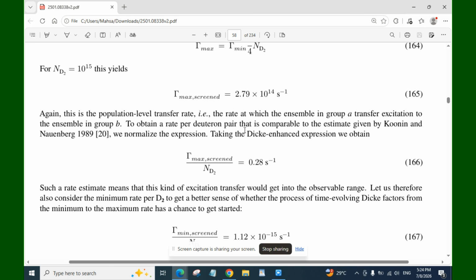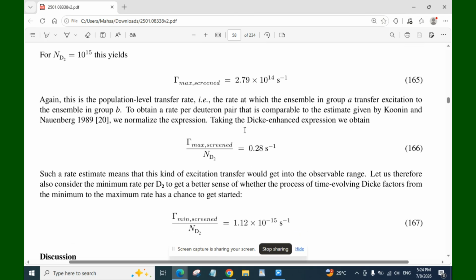For example, the rate at which ensemble group A transfers excitation to ensemble group B. To obtain a rate per deuterium pair that is comparable to the estimate given by Konin and Noemberg 1989 in reference 20, we normalize the expression. Taking the decay enhanced expression, we obtain tau maximum screen divided by n deuterium equal to 0.28 per second. Such a rate estimate means that this kind of excitation transfer would get into the observable range.